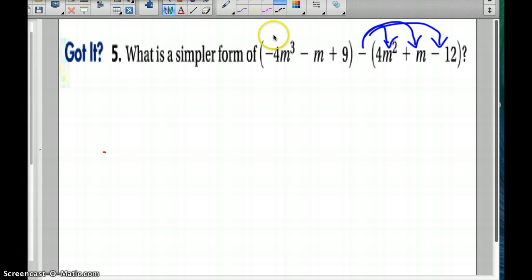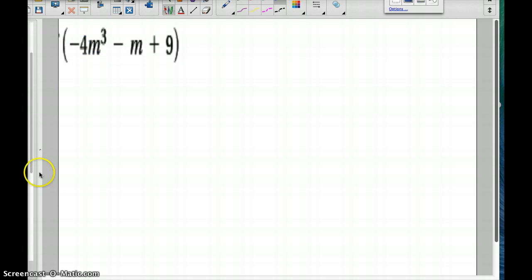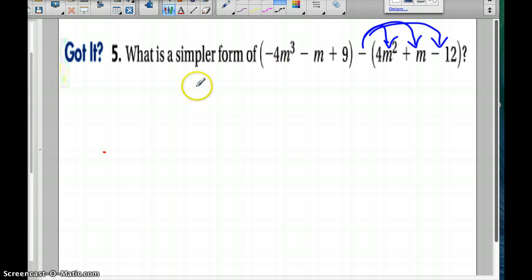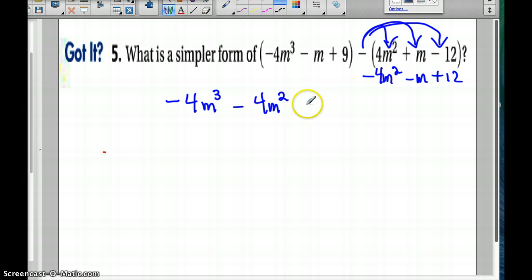Well, I'm going to do it the quick way because I'm using the Smartboard function. I'm going to copy this one and go get it for you. You set it up, see if you can do it first. Okay, let's go back. All right, so let's put the like terms together after we change this to its opposite. Minus m plus 12. Okay, so we'd have a negative 4m cubed and then a minus 4m squared. And then we would have minus m plus 9 plus 12.